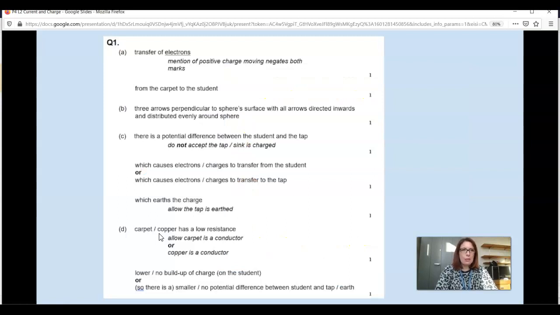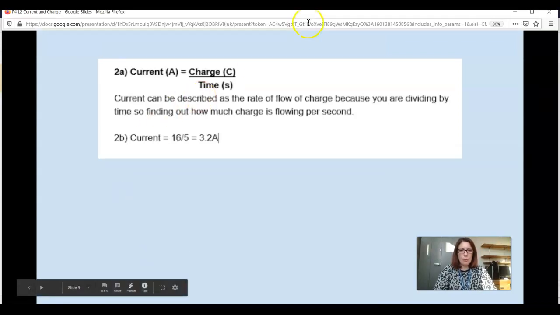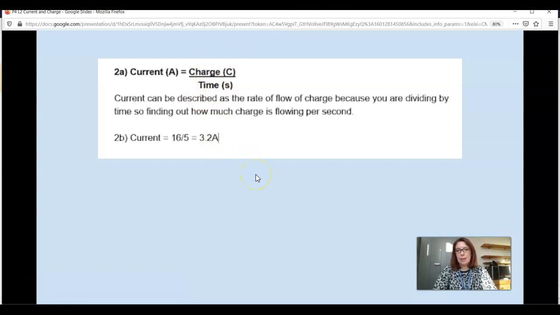These are the answers to the previous lesson on static electricity. So if you've done that and you didn't get a chance to mark them, you can mark them. Okay. Right, that's it. Have a go at the exam question, which is in the lesson folder, and the mark scheme's there as well. See how you get on.